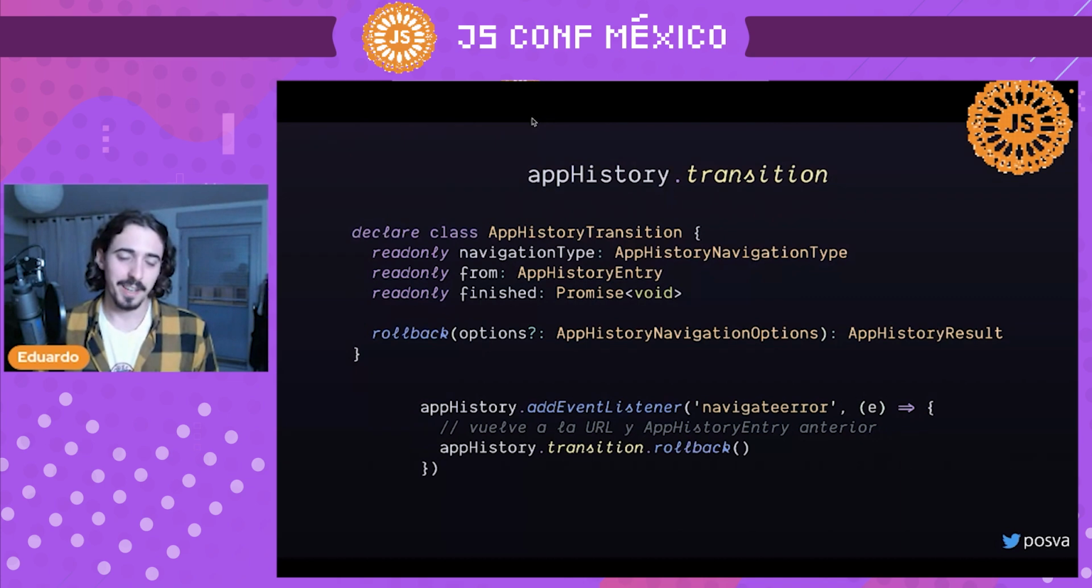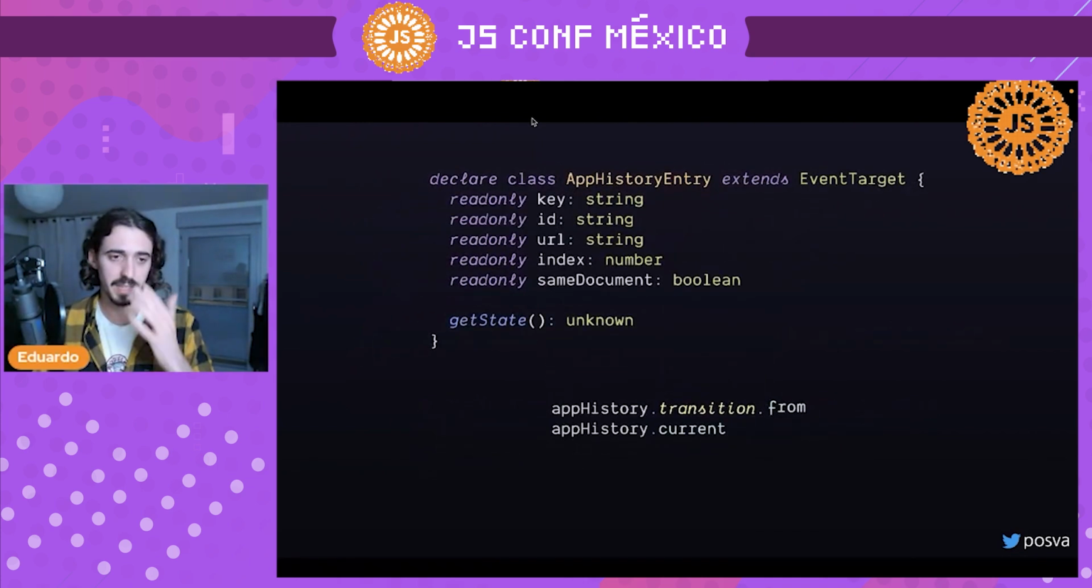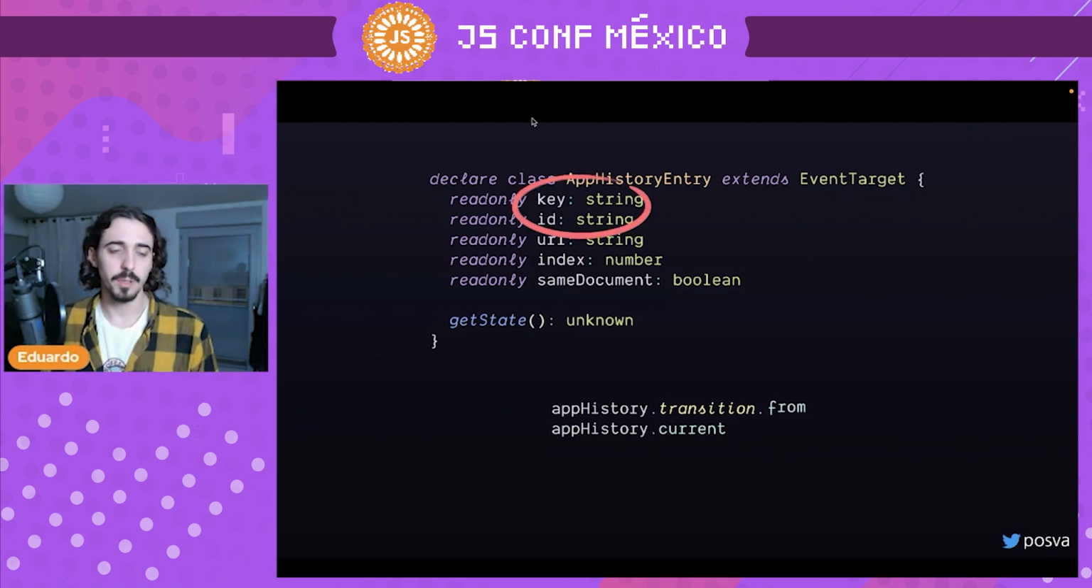To implement this day by day from the point of view of a router, it's not so evident. It doesn't work in every case. To have a function that allows us to do this directly is an incredible characteristic. Also, each history entry has a couple of pieces of information, not only event target and some other events that I think are pretty interesting, but also we have a key, ID, URL, index, and same document.